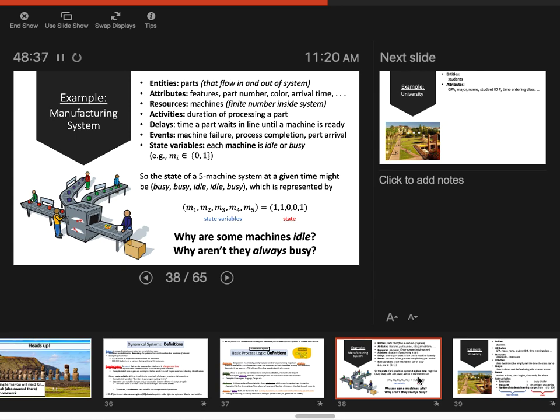Question? At a TSA security line, let's say the security people, would they be an entity or a resource? Like let's say they have different shifts, so that maybe they move in and out, but they're also kind of like a resource.